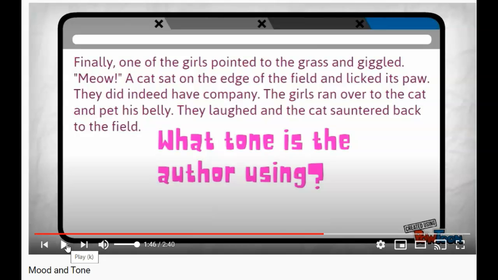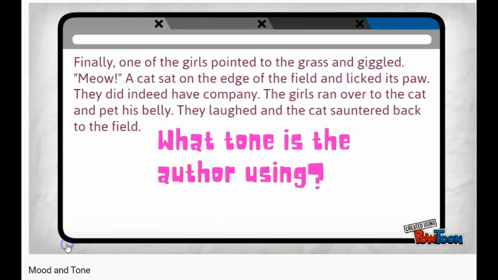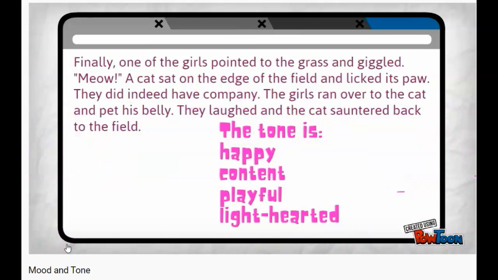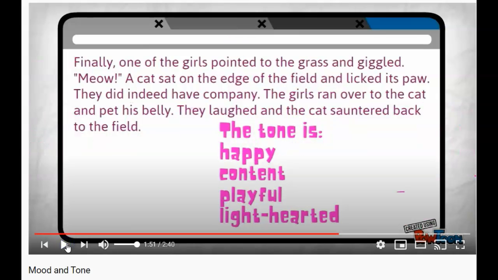What tone is the author using? What is the author's attitude towards the girls and these cats? Happy, content, playful, lighthearted. All of these are the tone. We have words like giggled, right? The girls ran over and pat his belly. They laughed. All of these words are happy words. They're content, playful, lighthearted. I don't really want you to use the word happy. I like all the other words.